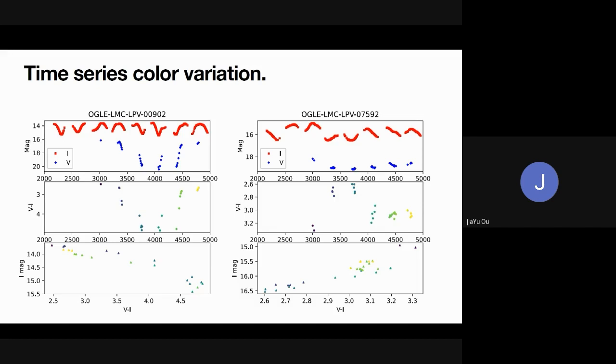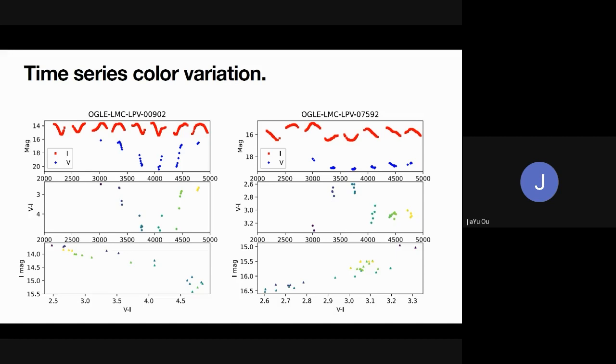So it's just like a normal pulsating variable. When the temperature goes up, the brightness goes up, and it's bluer. When the mechanism goes down, it's more red.